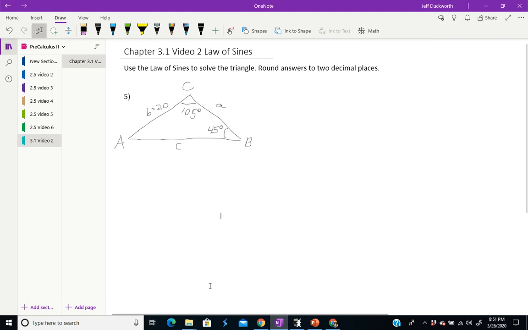Hello there. So this is going to be the first example that I'm going to do using the law of sines. This is the second video from chapter 3.1. This is actually problem number 5, and let me put the page number up there. That's page 268.